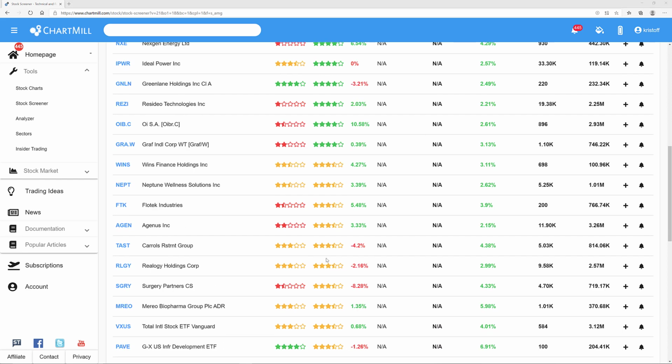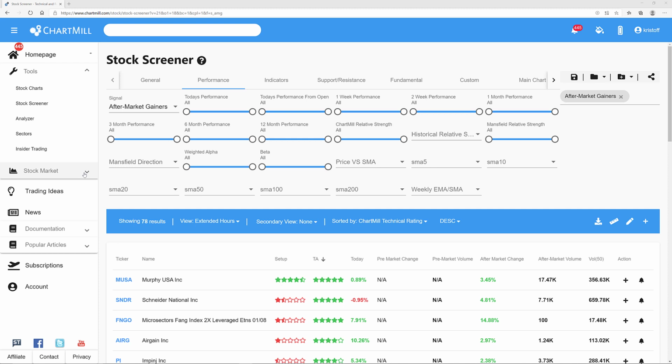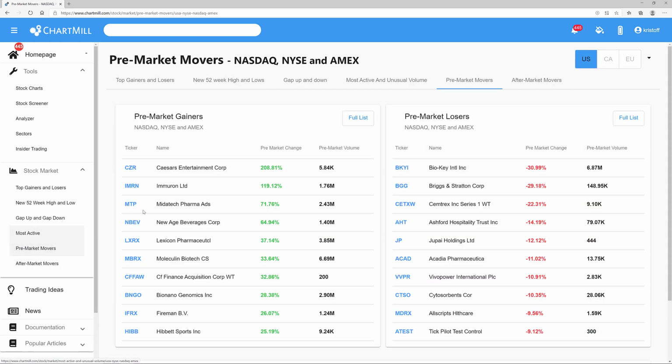In the left menu, there are 2 shortcuts available under the tab Stock Market. This is the easiest and quickest way to obtain an overview of the pre-market movers. If we choose pre-market movers, you immediately get an overview of the stocks that are already traded before the opening of the stock exchange. In the left column, stocks of which the price is rising. On the right column, the pre-market losers, of which the price is falling.